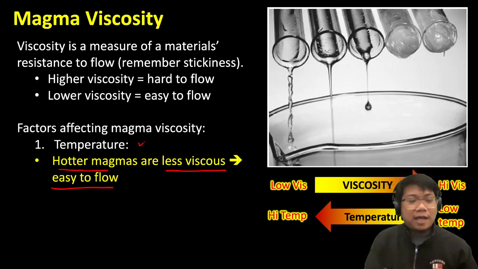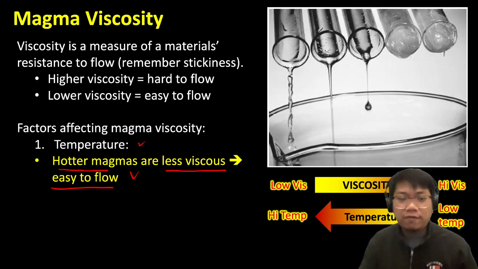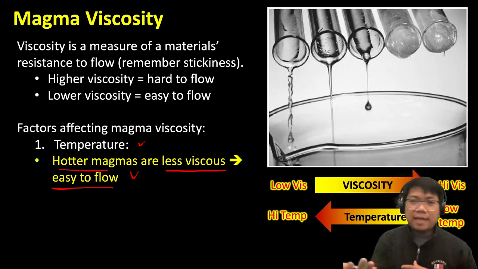But anyway, that indicates that hot liquids will be less viscous, much easier to flow. That same concept applies to magma as well. Hotter magmas will be less viscous, much easier to flow. So low viscosity means high temperature magma, high viscosity means low temperature magma.